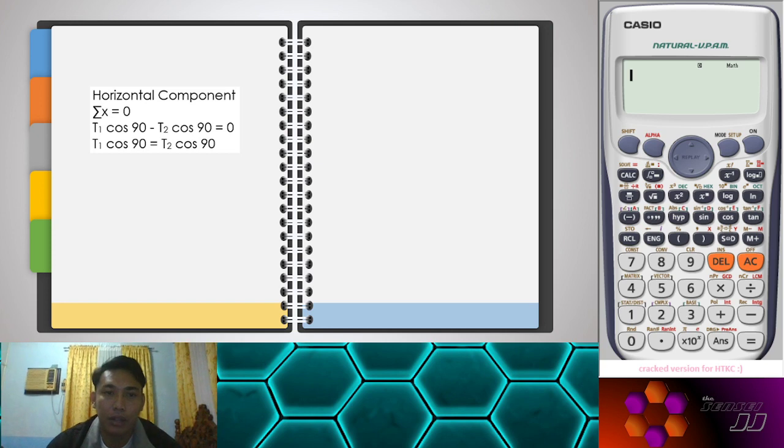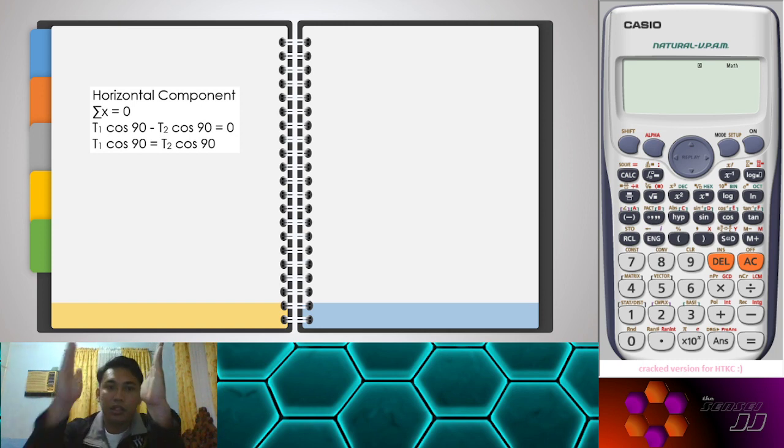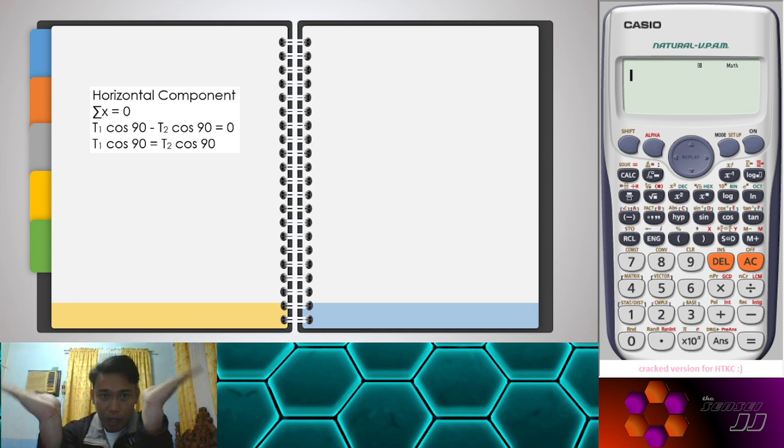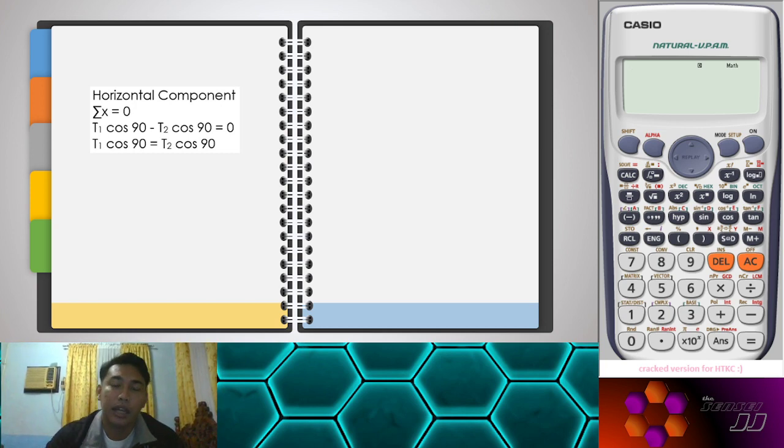Sir, why is it minus? Since they are both going upward. So as you can see, guys, they are both 90 degrees. This is the tension one, and this is the tension two. They both came from 90 degrees. So it is safe to say that one is going to the left and one is going to the right.